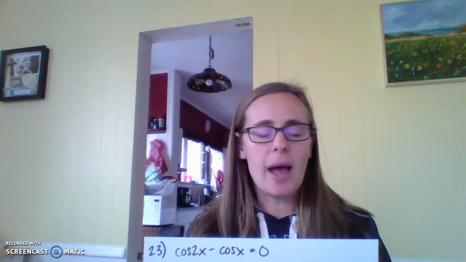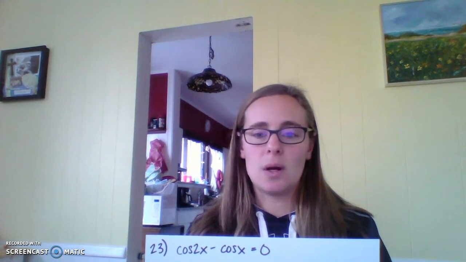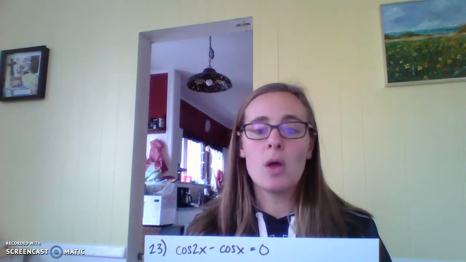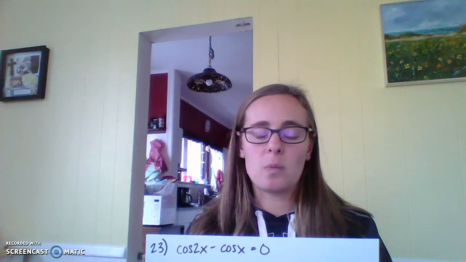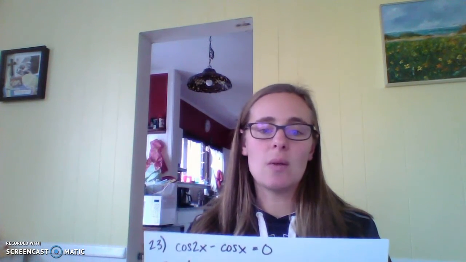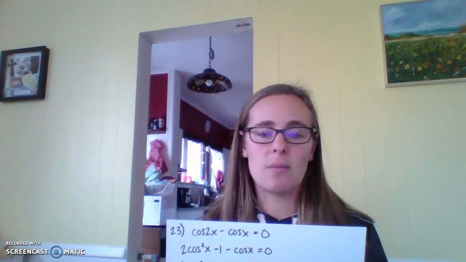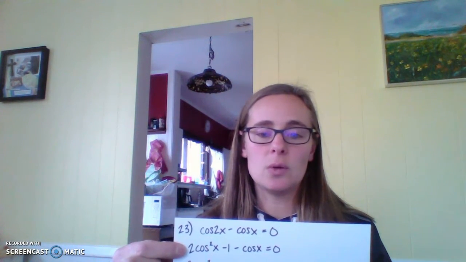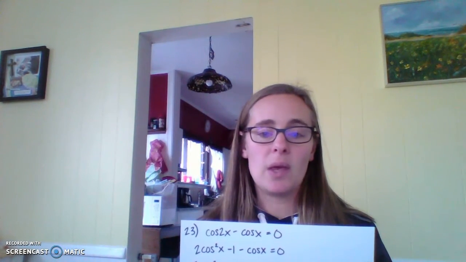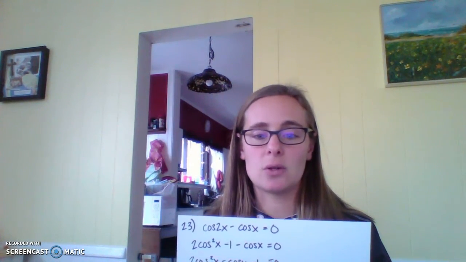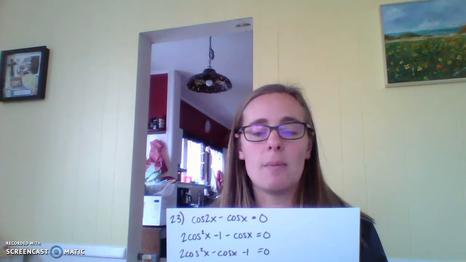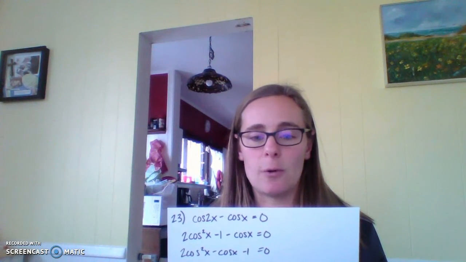Because for this particular problem, I don't think that using cosine squared minus sine squared is our best route. I think we want to keep everything in terms of cosine if possible. So keeping that in mind, cosine of 2x we could say is the same thing as 2 cosine squared x minus 1. So for this first step, I've replaced that cosine of 2x with 2 cosine squared x minus 1, and then that minus cosine x is just coming down again. At this point, we now have something that we can factor. So I've rewritten it in the order that we would expect to factor something. So we have 2 cosine squared x minus cosine x minus 1 is equal to 0.